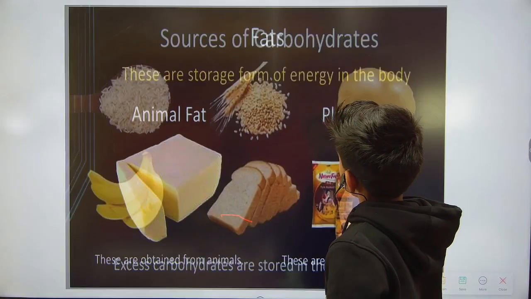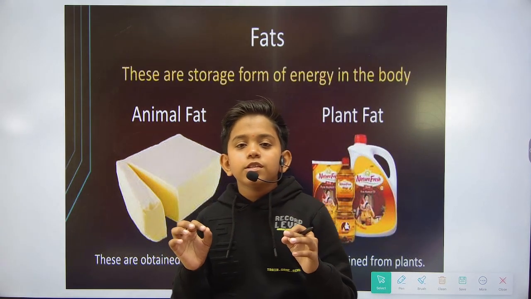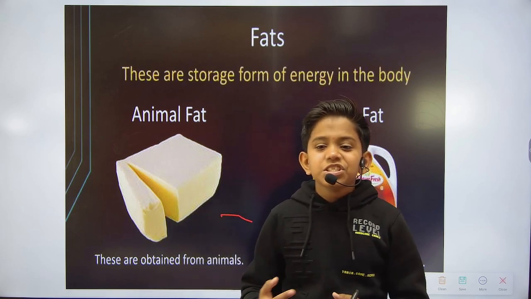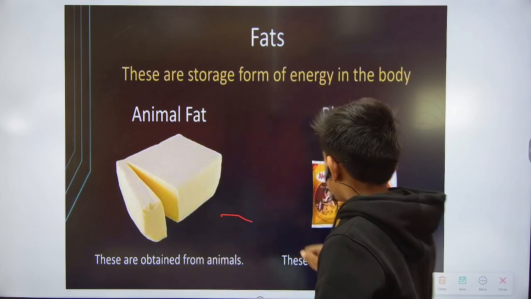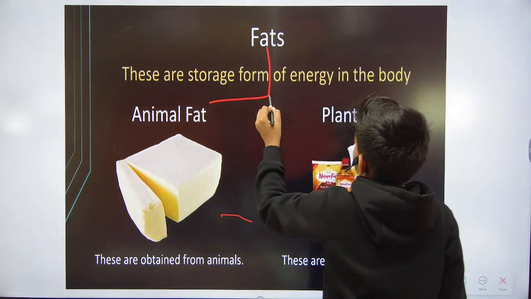Next, fats. What are the fats? Fats are the storage form of energy in the body. Means fats are stored as energy in the body. Now, there are also 2 types of fat: animal fat and plant fat.